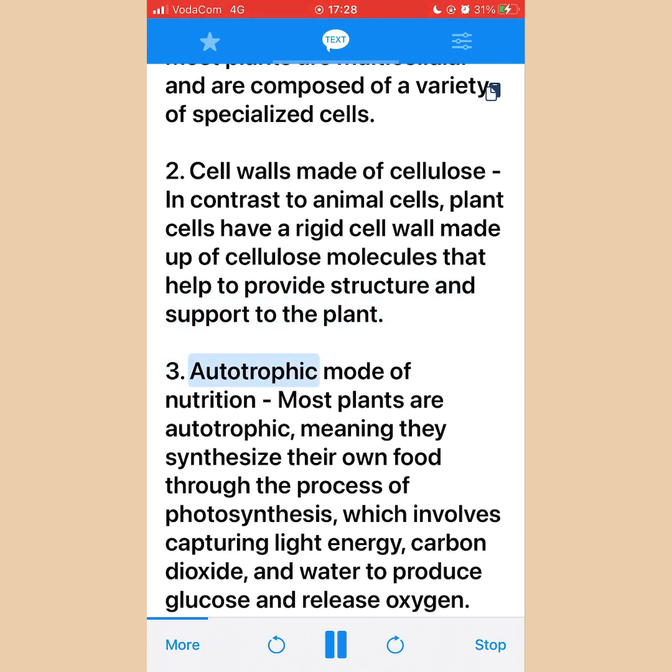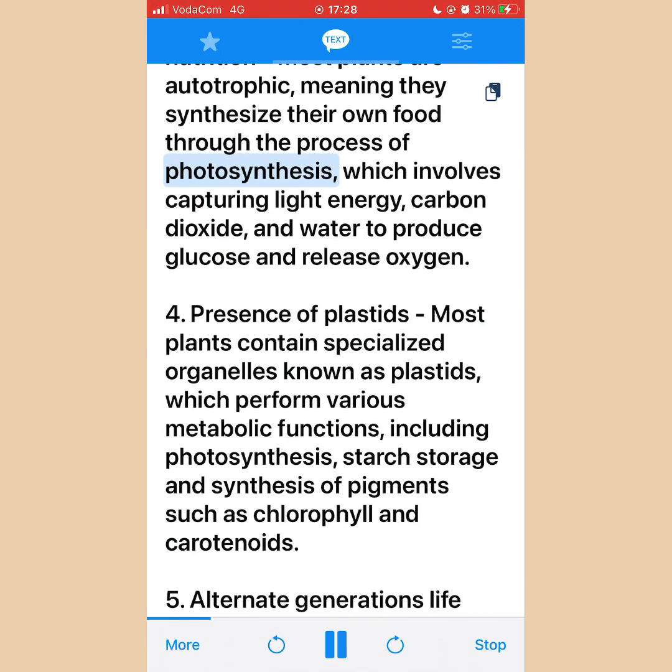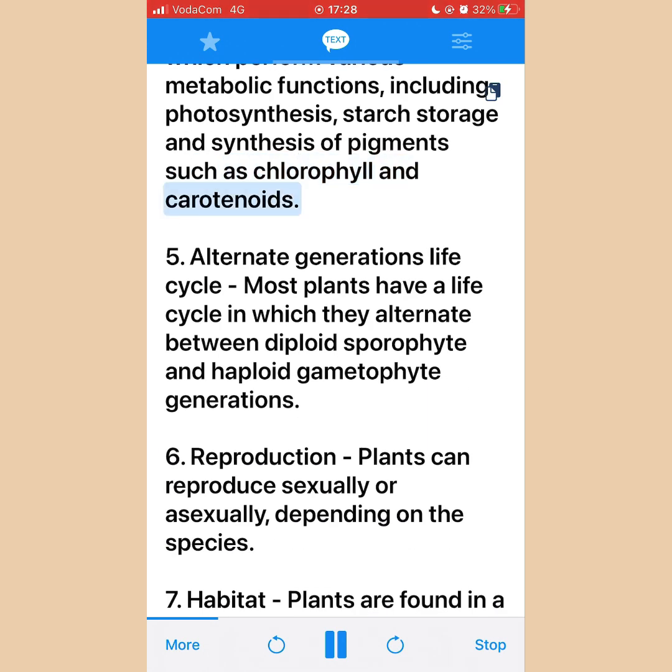3. Autotrophic mode of nutrition. Most plants are autotrophic, meaning they synthesize their own food through the process of photosynthesis, which involves capturing light energy, carbon dioxide, and water to produce glucose and release oxygen. 4. Presence of plastids. Most plants contain specialized organelles known as plastids, which perform various metabolic functions, including photosynthesis, starch storage and synthesis of pigments such as chlorophyll and carotenoids.